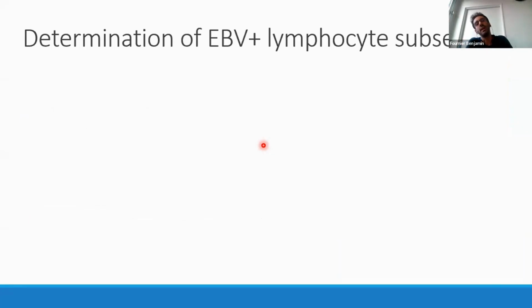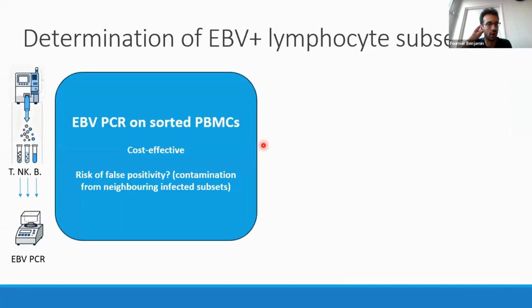So in the beginning, I told you that there is a subset where EBV infects B cells and other diseases where EBV infects T cells, and it is important to make the difference between both diseases. So how can you determine whether EBV is in T cells, B cells or NK cells? What you can do is to sort PBMC, you sort T, NK, and B cells, and in each fraction you perform EBV PCR. So it's quite cost effective.